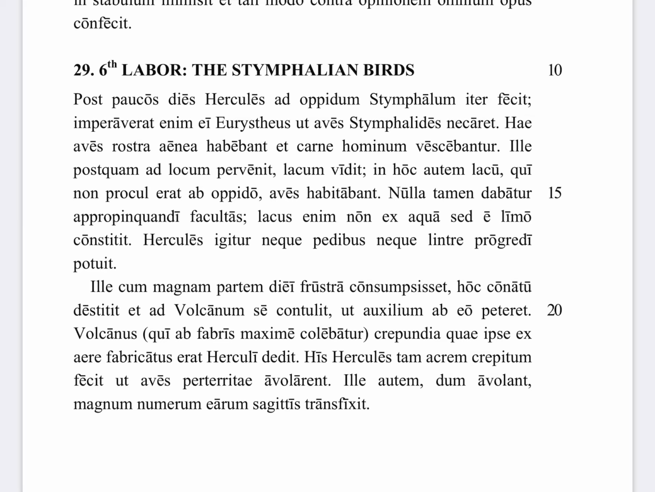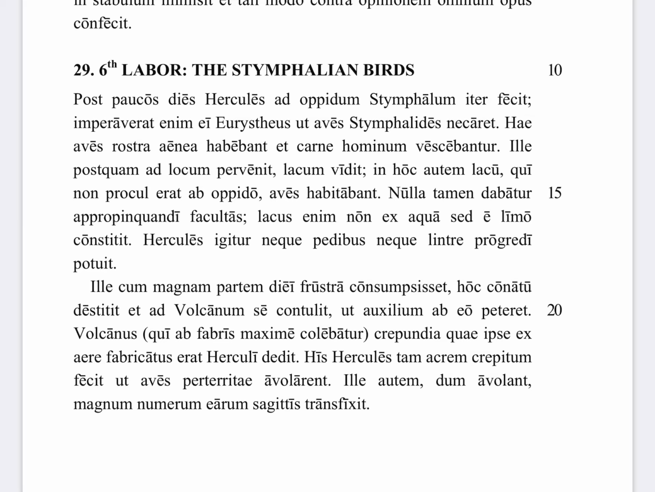All right, ille autem, he, however, dum avolant, while they were flying away, magnum numerum earum sagittis transfixit. He transfixed or pierced a great number of them, magnum numerum earum, with his arrows. Sagittis, ablative of means. All right, so that's what he did. Either he made a rattle himself, or he got a rattle from, say, Vulcan in this version, or sometimes from Athena. And when he scared them away, right, birds get scared with loud noises sometimes, then he took to shooting them with his bow. And he's an awesome shot, plus he's got the poison, so he killed a whole bunch of them. They never came back after this.